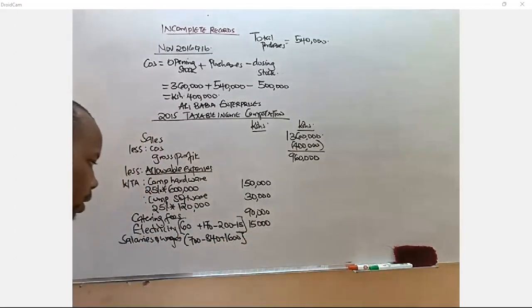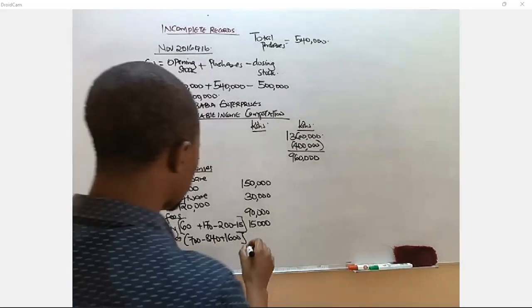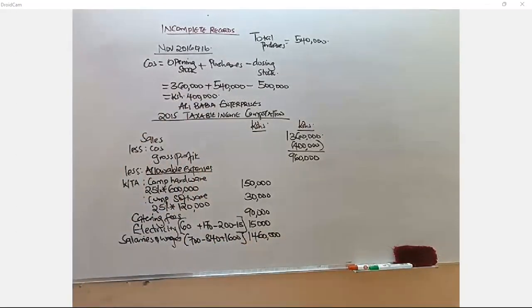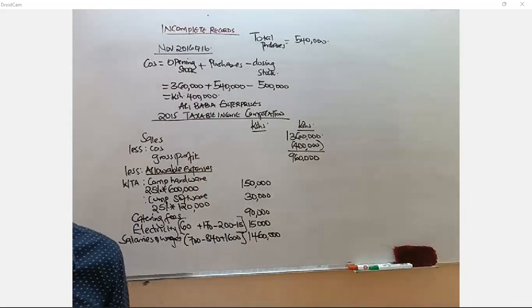How much is that? In this case, it will be 700 minus 840, plus 1600, and we are getting 1460,000. We are getting 1460,000.